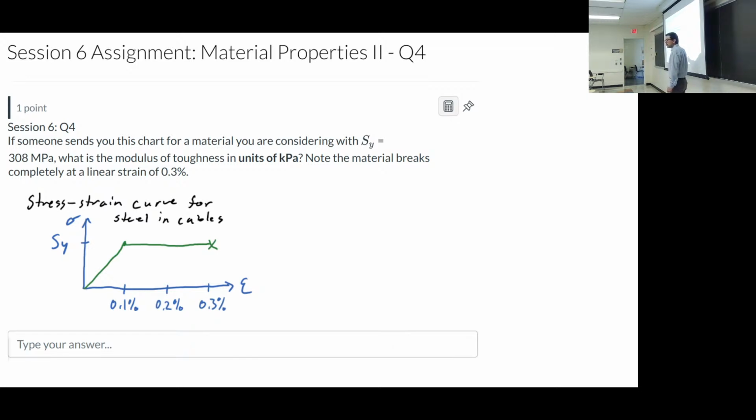What kind of model does this look like? Or what model would you use here? You only got two. Yes? So linearly elastic, perfectly plastic. Yeah, linearly elastic, perfectly plastic. I like that.